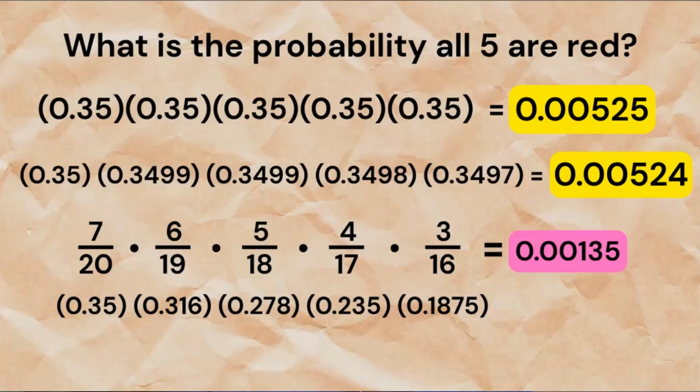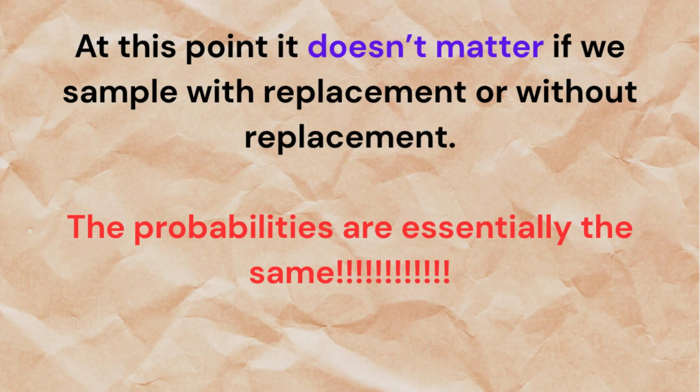So again, we see that's 0.35, 0.3499, 0.3499, 0.3499. I mean, it's a very small difference. Whereas in the jar of 20 marbles, we had a noticeable difference in all of those probabilities.